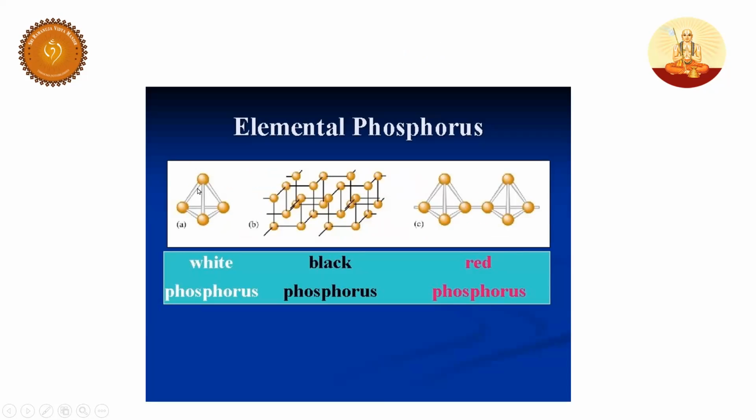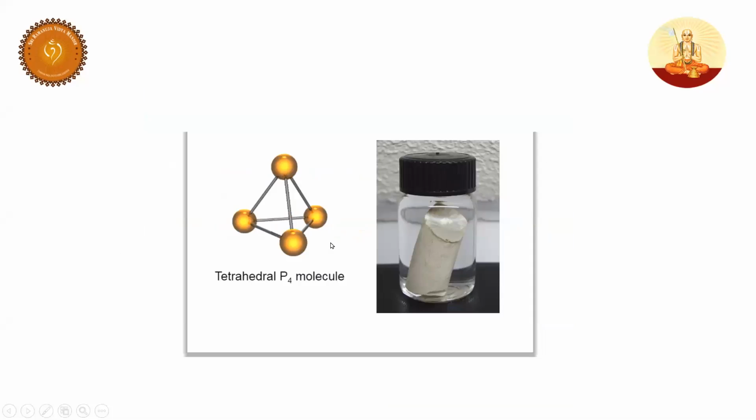Phosphorus is P4. This is white phosphorus, and red phosphorus is polymeric. And you can see the cubical structure. This is black phosphorus. So they are very important. These we'll discuss in the following classes. So this P4 is a white phosphorus.